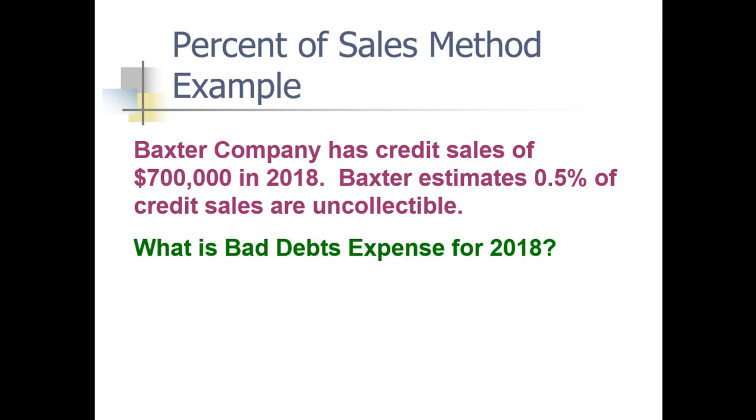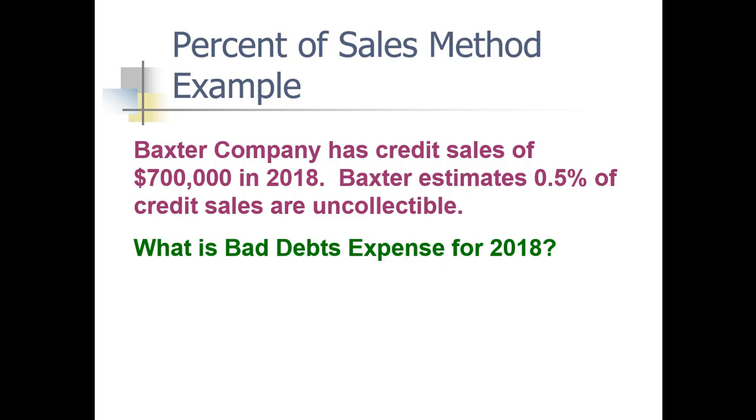So Baxter Company has credit sales, one more time, $700,000 in 2018. They estimate 0.5% of those credit sales are uncollectible. So as we said, that formula then, all that we'll do to figure out bad debt expense is take 700,000 and multiply it by 0.5%. If you have a percent button on your calculator, then you could type in 0.5%.